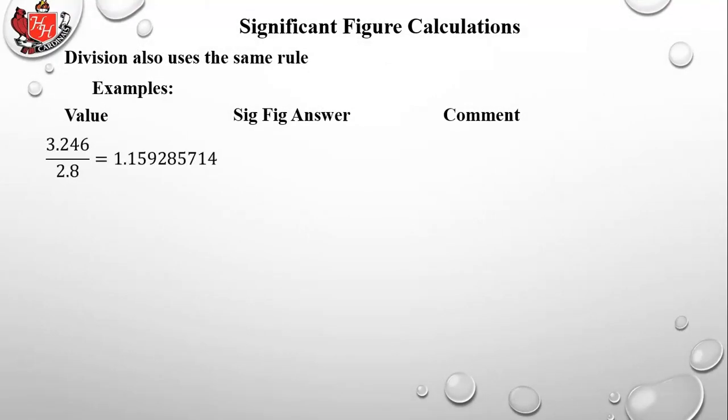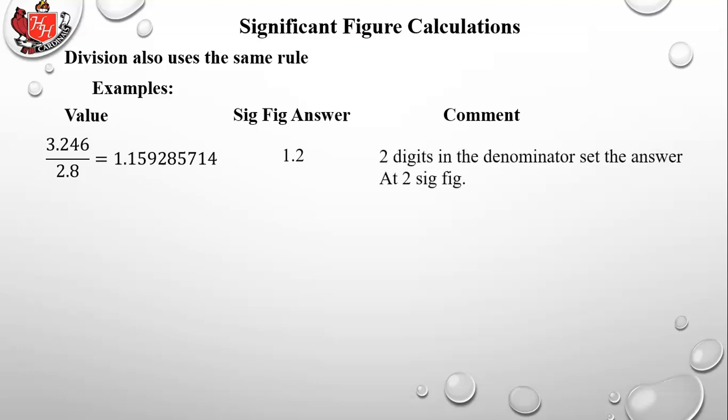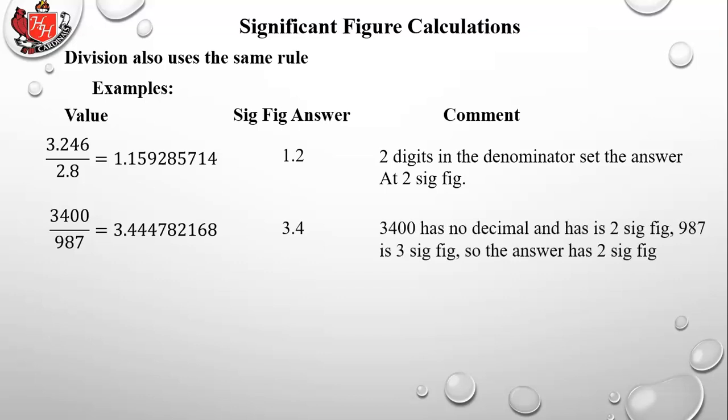Now we do divisions. They're done the same way. 1.2. The 2 digits in the denominator set the answer at 2 significant figures. What about this one? 3.4. 3,400 has no decimal and is 2 significant figures. 987 is 3 significant figures, so the answer has 2 significant figures.